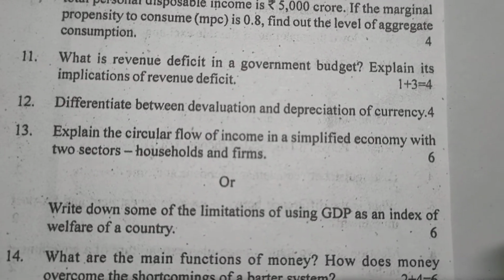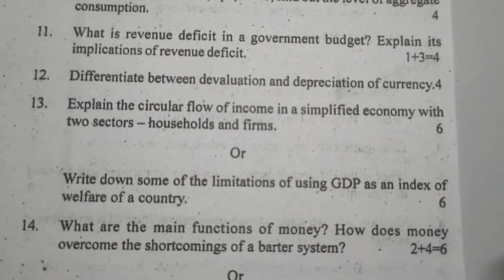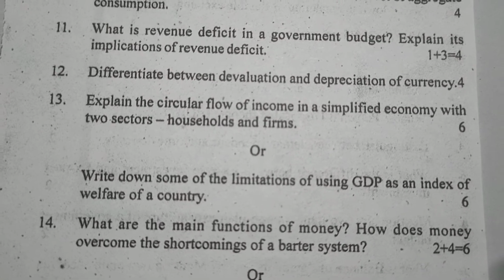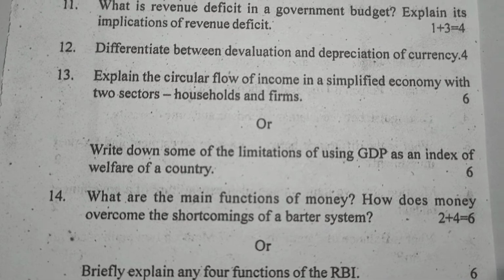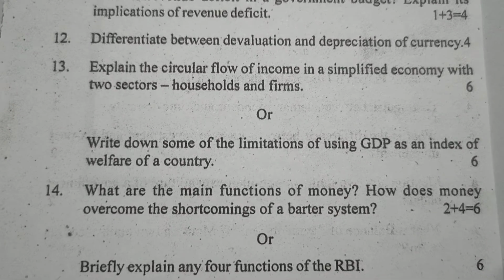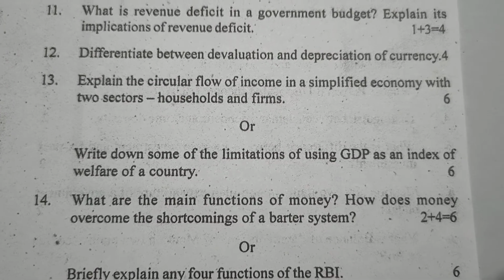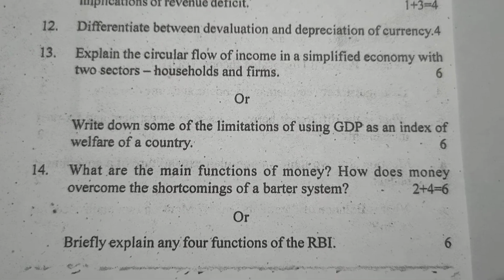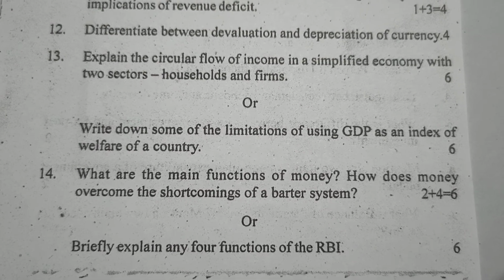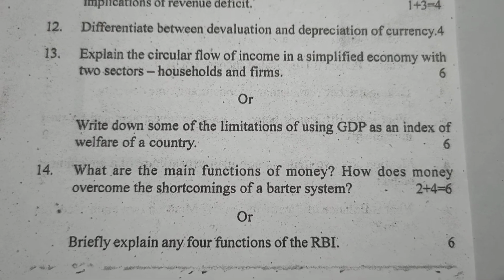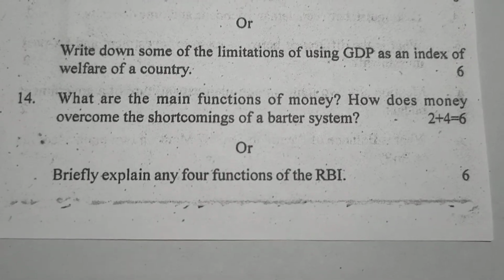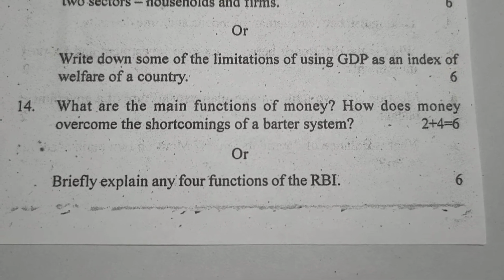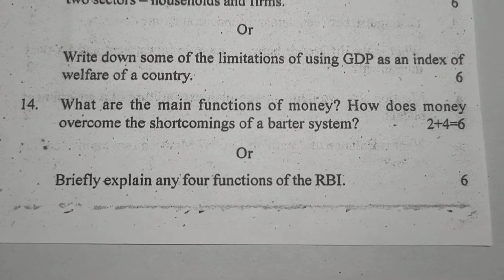Number 11, what is revenue deficit in a government budget? Explain its implications. Number 12, difference between devaluation and depreciation of currency. Number 13, explain the circular flow of income in a simplified economy with two sectors, households and firms, or write down some limitations of using GDP as an index of welfare of the economy.